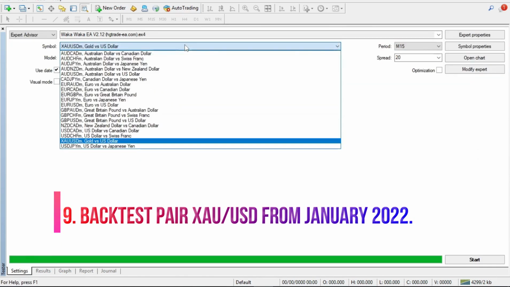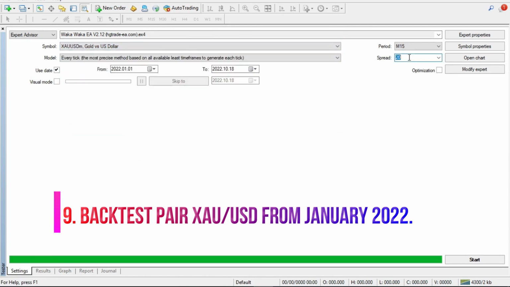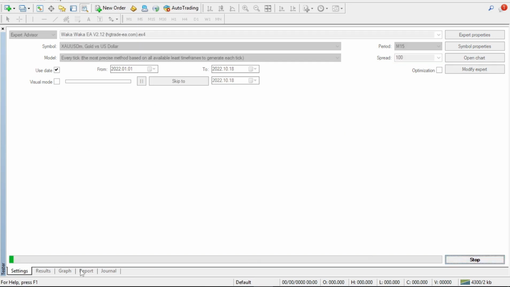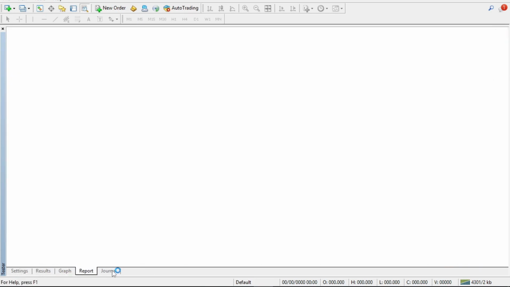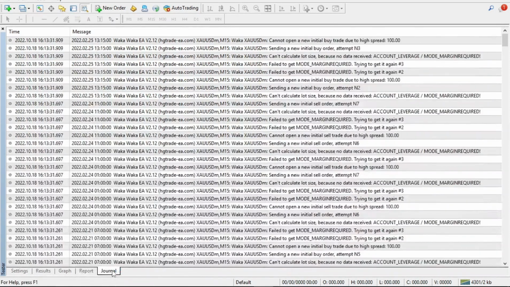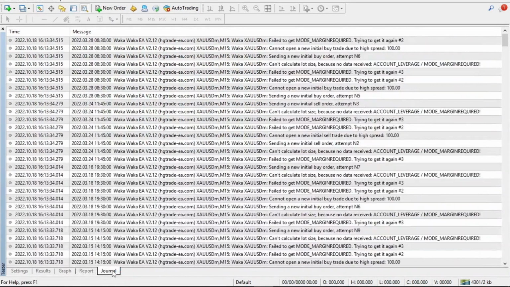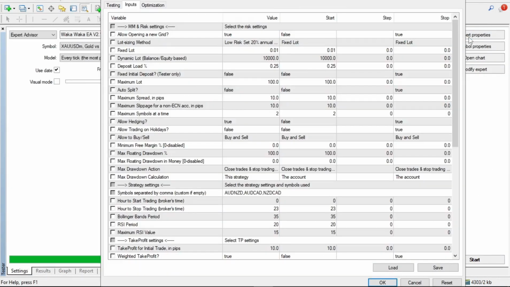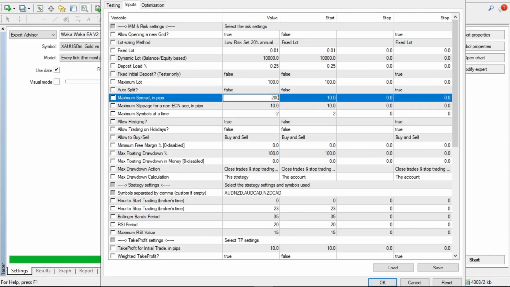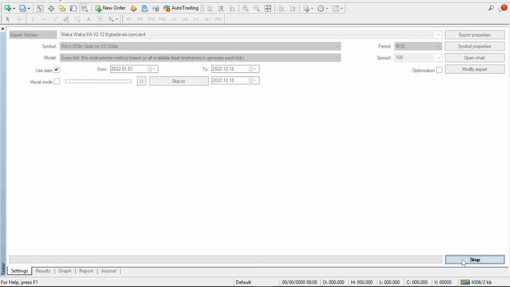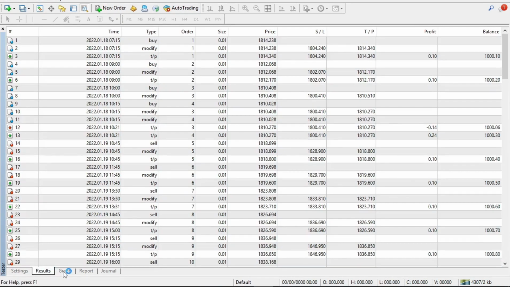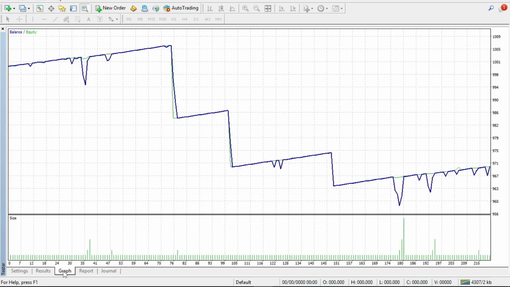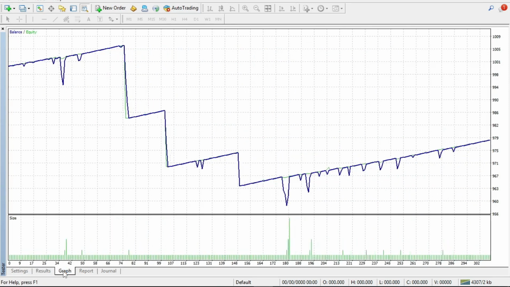9. Backtest pair gold ounce per US dollar from January 2022. Then for gold, I will also try to backtest. I changed the setting on the spread to 100. Oh, here I also have to change the spread parameter setting of the expert advisor. I'm going to set the spread to 200. But here, unfortunately, we get poor results.